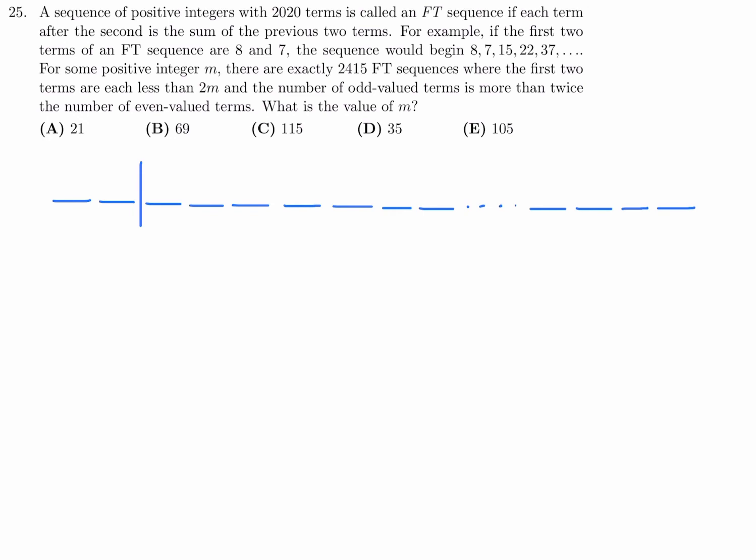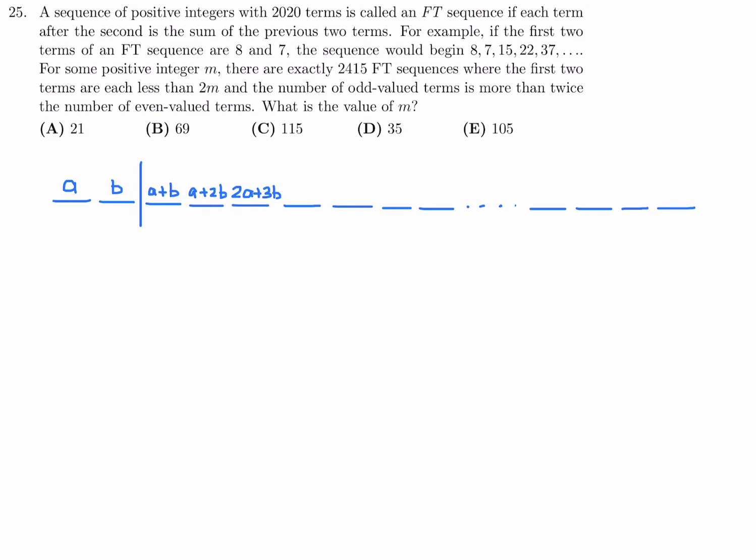If the first term is, let's say, A, the second term is B, then each term is basically an addition of the previous two. So this would be A plus B, this would be A plus 2B, which is the sum of this and this. And then the next term would be the sum of the previous two, which would be 2A plus 3B, and so on, right?